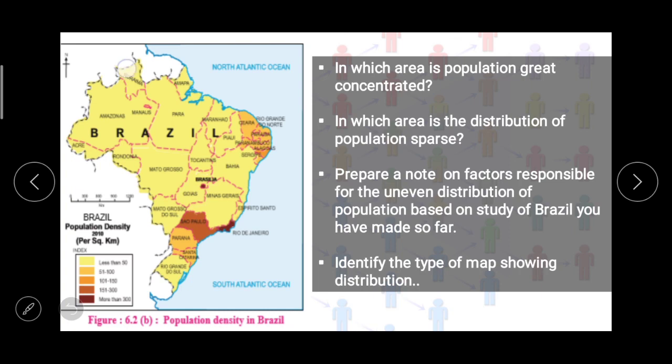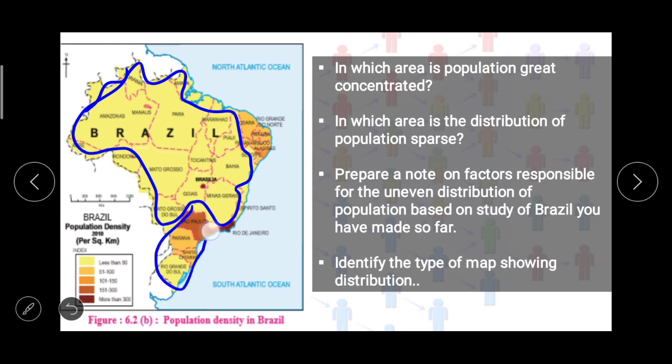Less than 50 in yellow color. ये जो पूरा येलो दिख रहा है यहाँ पर, less than 50 है population density. And by this you can understand कि पूरी की पूरी जगह जो है वो खाली है वहाँ पर. So agriculture and industries have flourished in this area only, in the coastal lowlands.